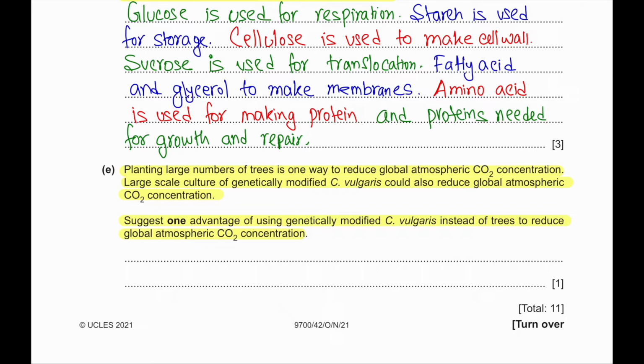So basically, C. vulgaris has a faster growth rate, and it is cheaper to set up production of C. vulgaris. C. vulgaris is aquatic, so it does not use any land which can be used by other crops that are grown on land.